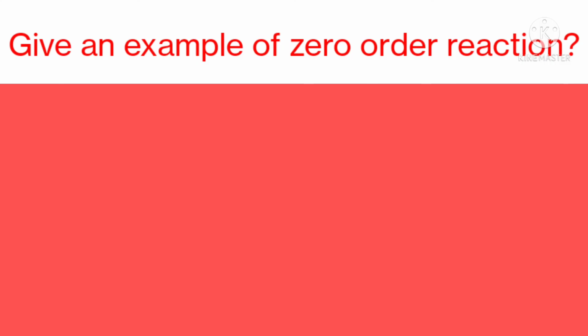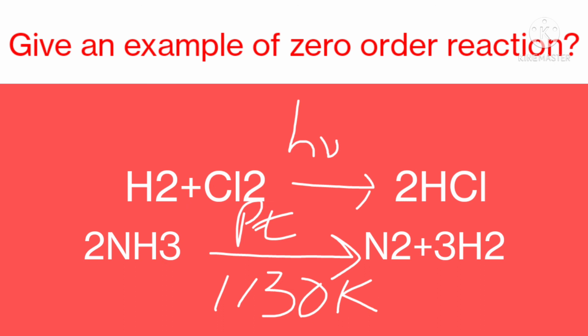Give an example of zero order reaction. H2 plus Cl2 in the presence of sunlight gives 2HCl is an example of zero order reaction, and 2 ammonia in presence of platinum at 1130 Kelvin gives nitrogen plus hydrogen is also an example of zero order reaction.